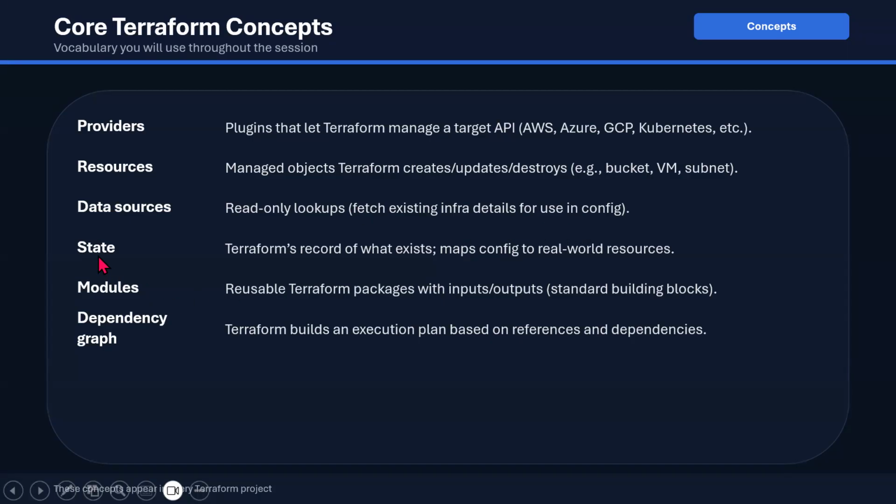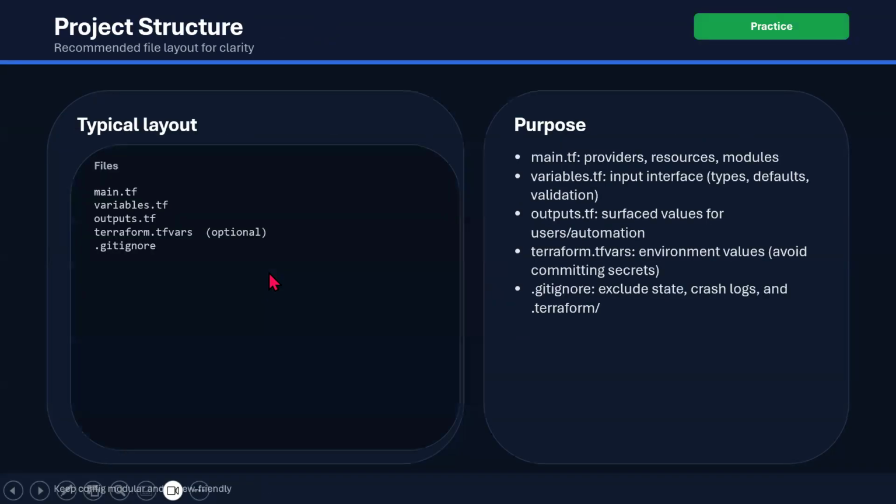State. This is very important, right? The Terraform state is either a local backend or a remote backend. Then we have modules, which are reusable packages with inputs, outputs, and other building blocks. Then we have the dependency graph. Very, very important.